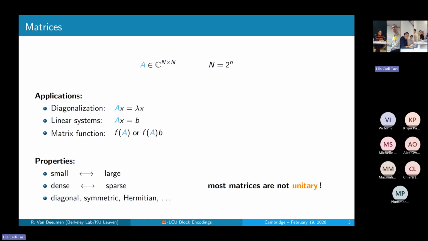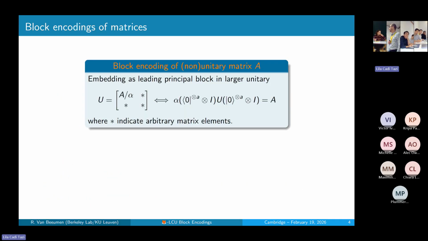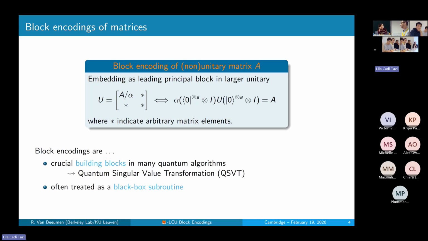And of course, quantum computers are great to work with unitaries, a little bit less great when we have non-unitary matrices. So here is the general definition of block encodings of matrices. Basically, what we do is we embed a scaled version of the matrix A into a larger unitary. We can write it in that notation. But what is the problem? Block encodings are often crucial building blocks in many quantum algorithms. Think about the quantum singular value transformation, Grover search, and so on.